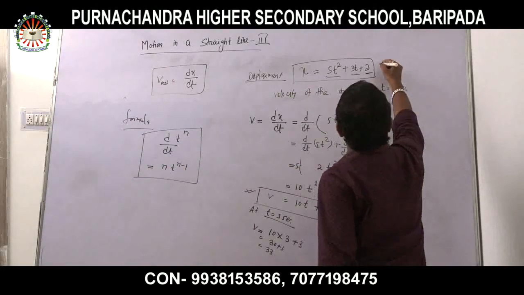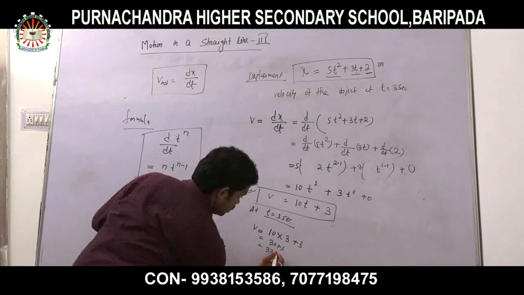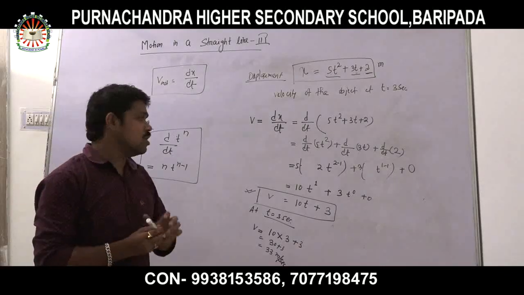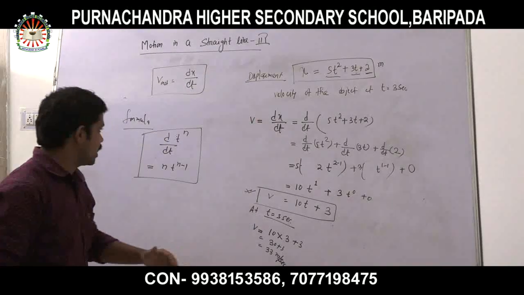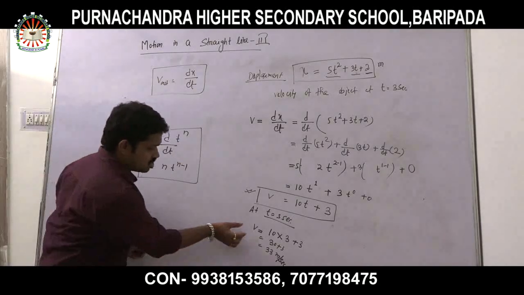Suppose this is in meter, so this is your 33 meter per second. Understood all of you? So in this way you can calculate the value of instantaneous velocity.